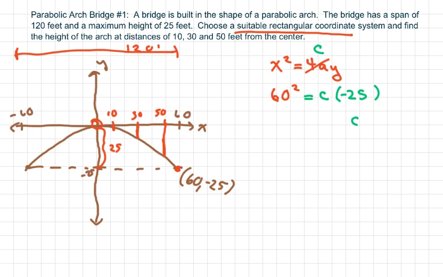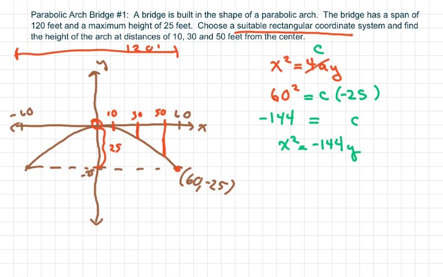So my c is going to equal negative 144. Okay, so that's my c. And then I'm going to rewrite my equation to have x squared equals negative 144y. Okay, now I'm just going to plug in different values for my x values, 10, 30, and 50, to find my y. And your y is basically your height.